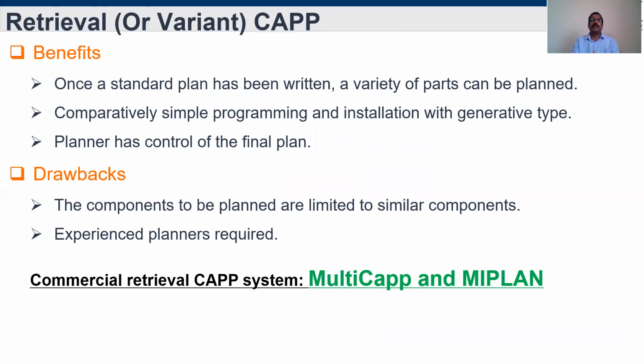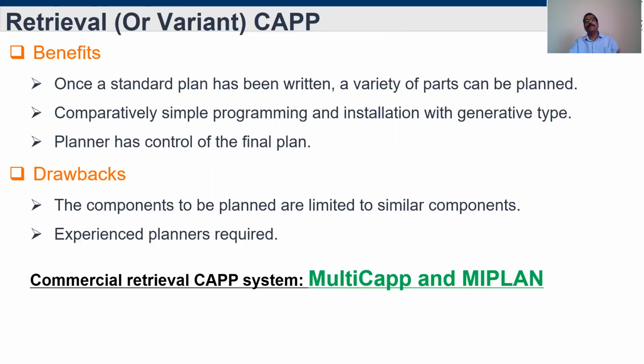So what are the benefits? Once we prepare a standard process plan, we can go for a variety of parts in the particular industry. Programming and installation are simpler compared to the generative type. So what is generative type? We'll discuss that in the upcoming slides. Comparing to the manual, this is far better.